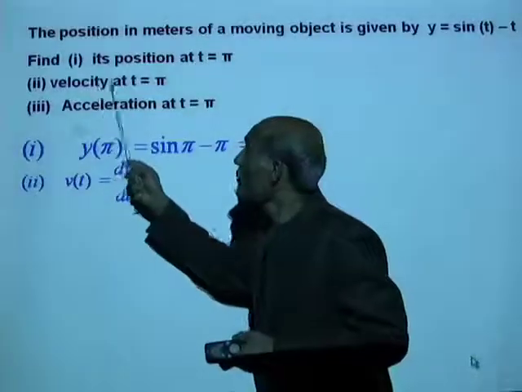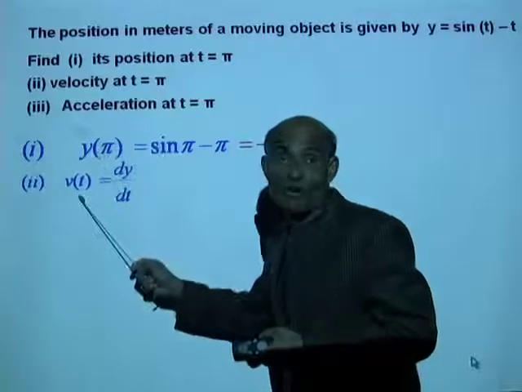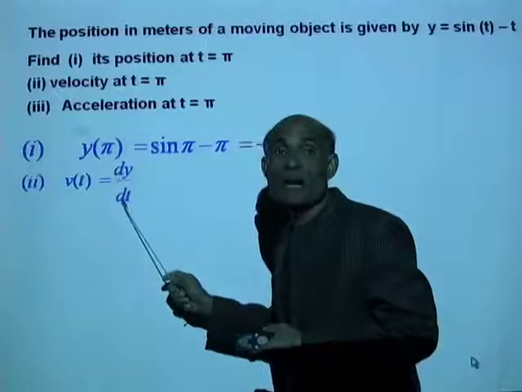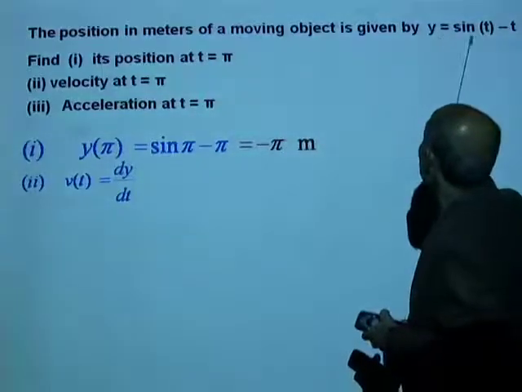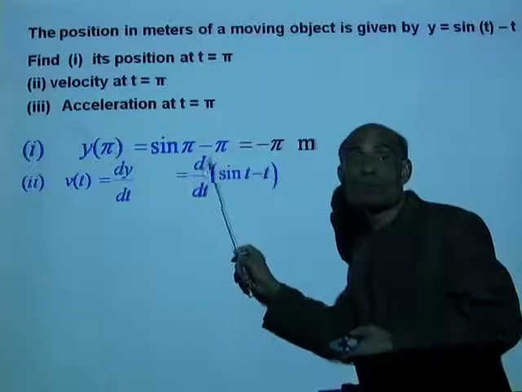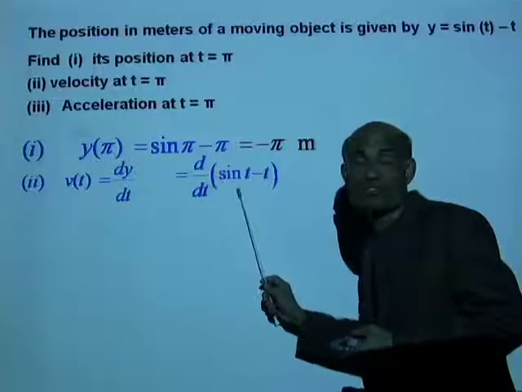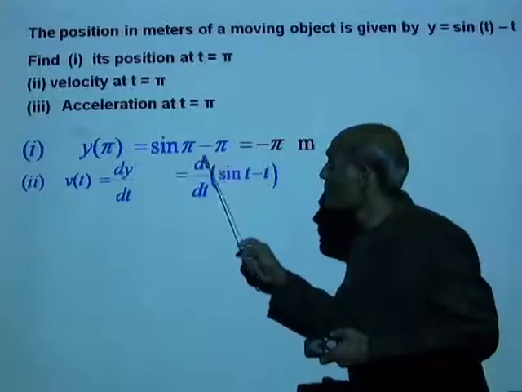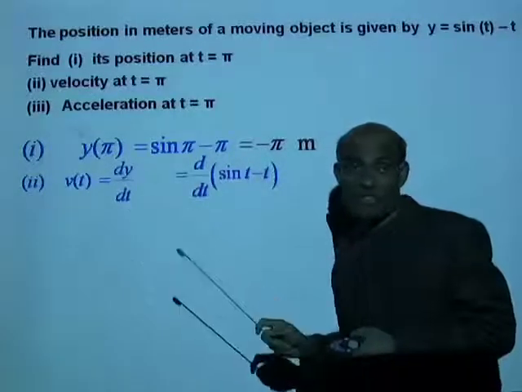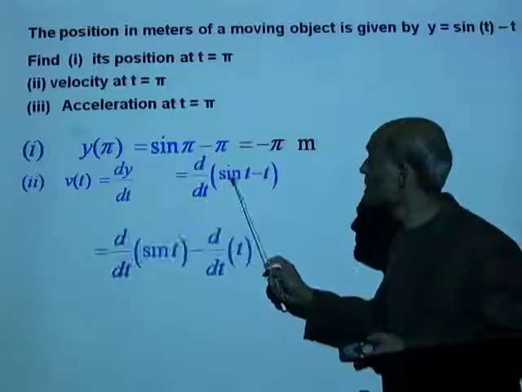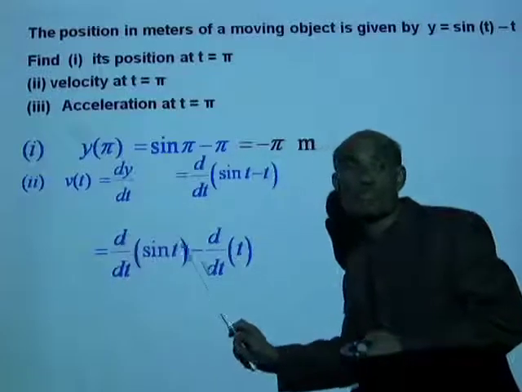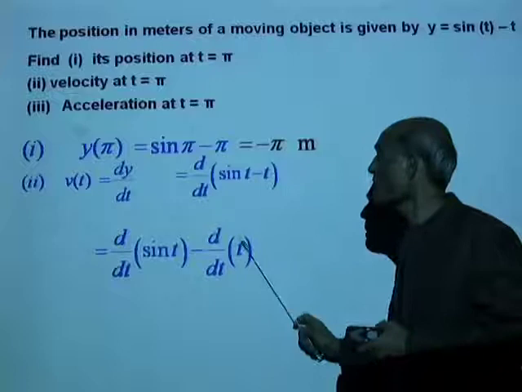And now we need to find the velocity at t equal to pi. First of all, we need to find the velocity function. Velocity function is dy by dt, where y equal to sine t minus t. Therefore, velocity is the derivative of the position function. This is the position function. Alright, now tell me, what is the derivative of sine t? Got to go back and look at that table I gave you. That is the derivative of sine t minus the derivative of t.